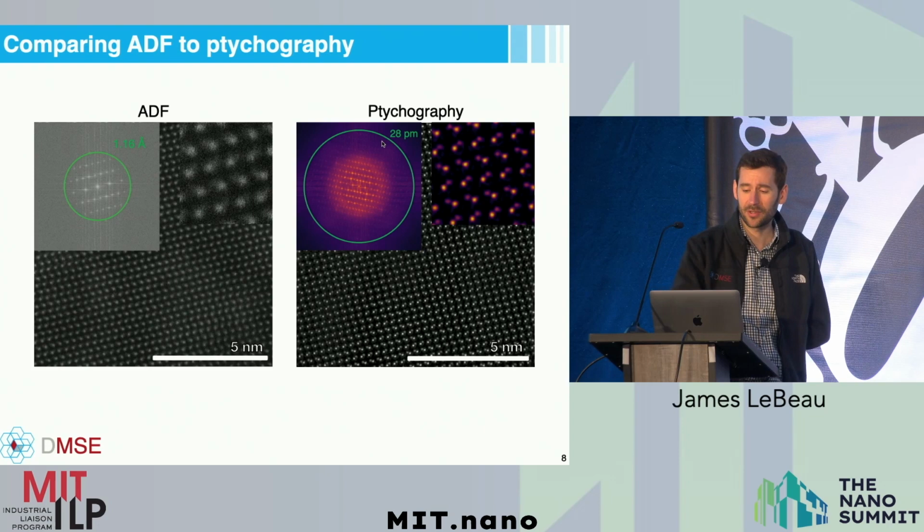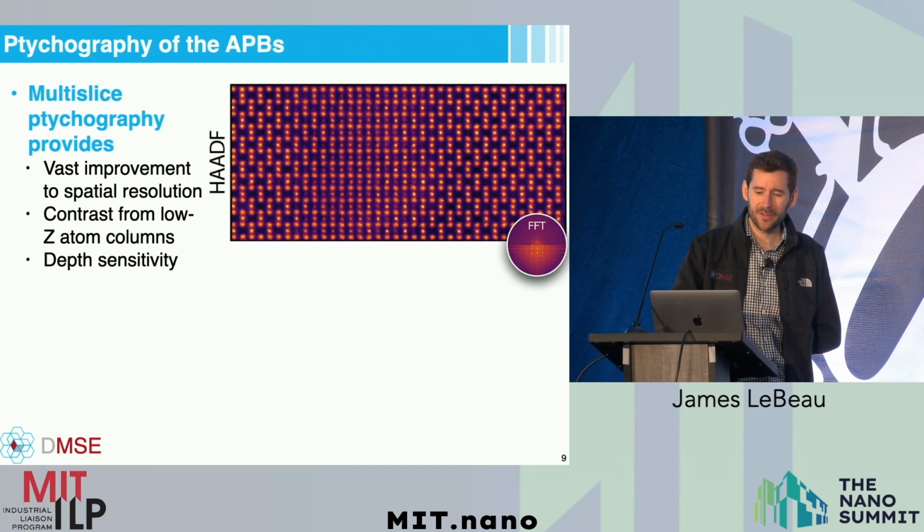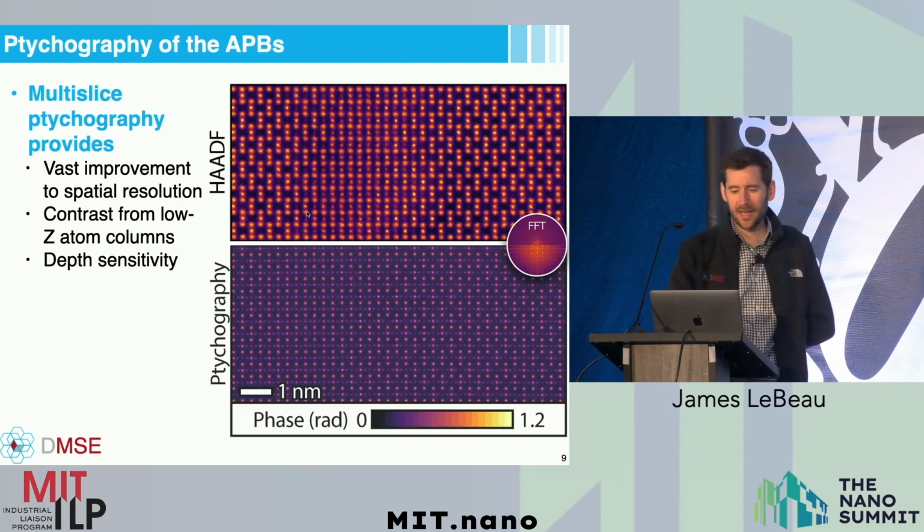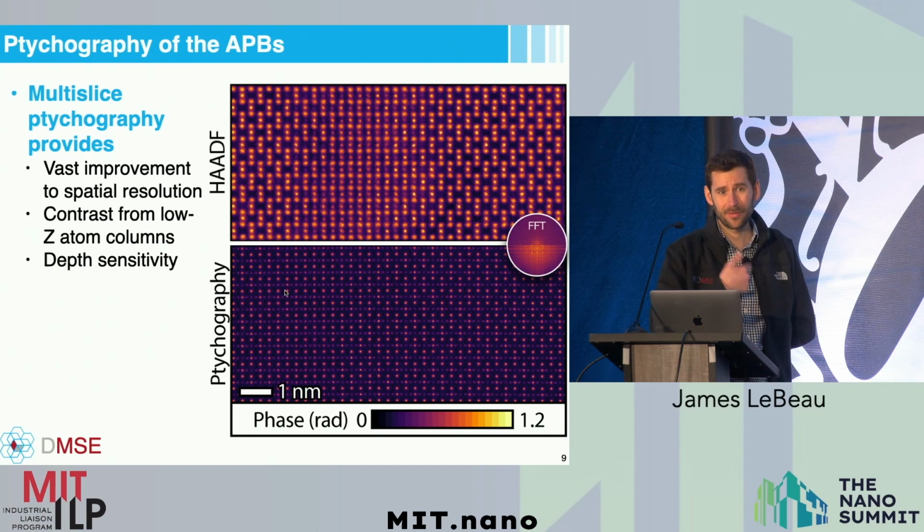So let's go back and reapply this to those antiphase boundaries in this antiferroelectric. So there's our ADF image. Now with ptychography, you can very clearly resolve not only the cations, the lead, magnesium, and tungsten, but you can also very clearly identify where all of the oxygen is in that structure as well. And you can do this with depth sensitivity.